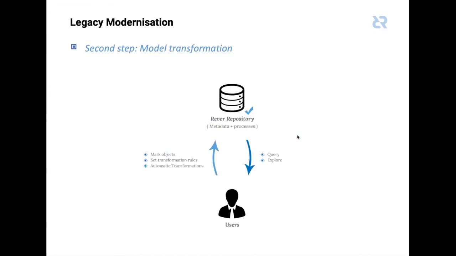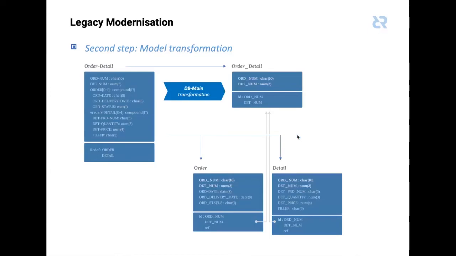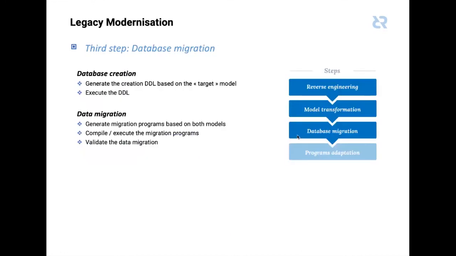So again, the model transformation is the second step, and here you can see it in a more graphical way. Here are some examples again of model transformation, and as you can see, it's our tool DB-MAIN, which is available to download on our website, that you can use for that, and that will help you to build that new model.